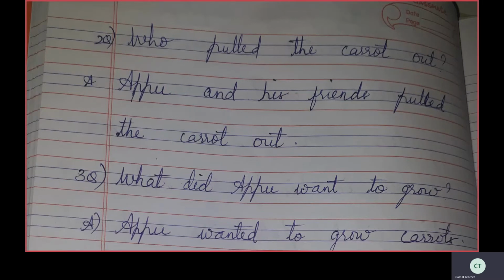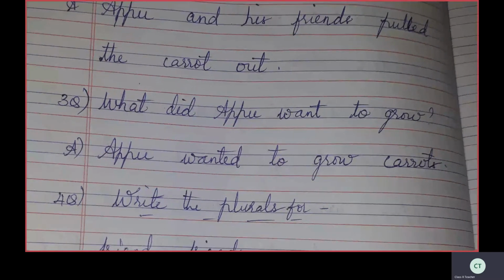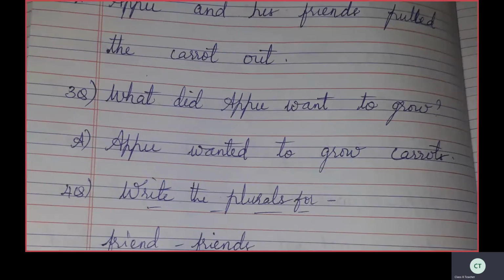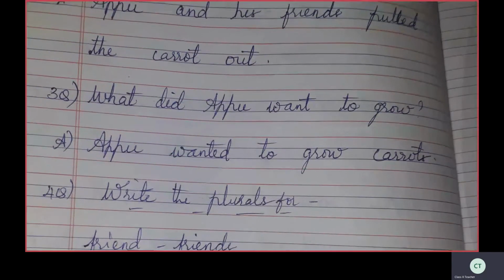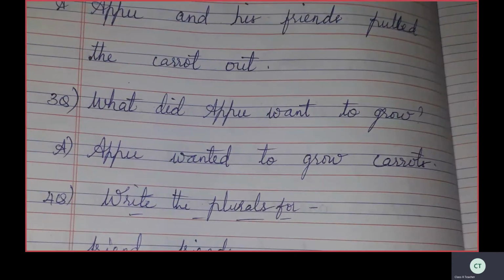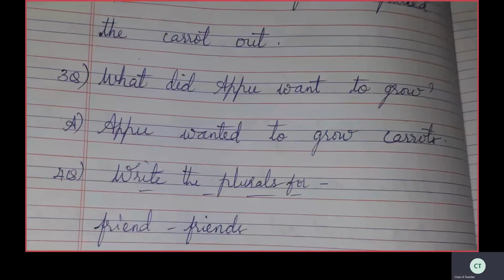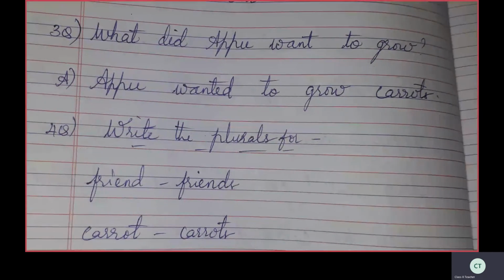What did Appu want to grow? Appu wanted to grow carrots. Okay? Appu wanted to grow carrots.